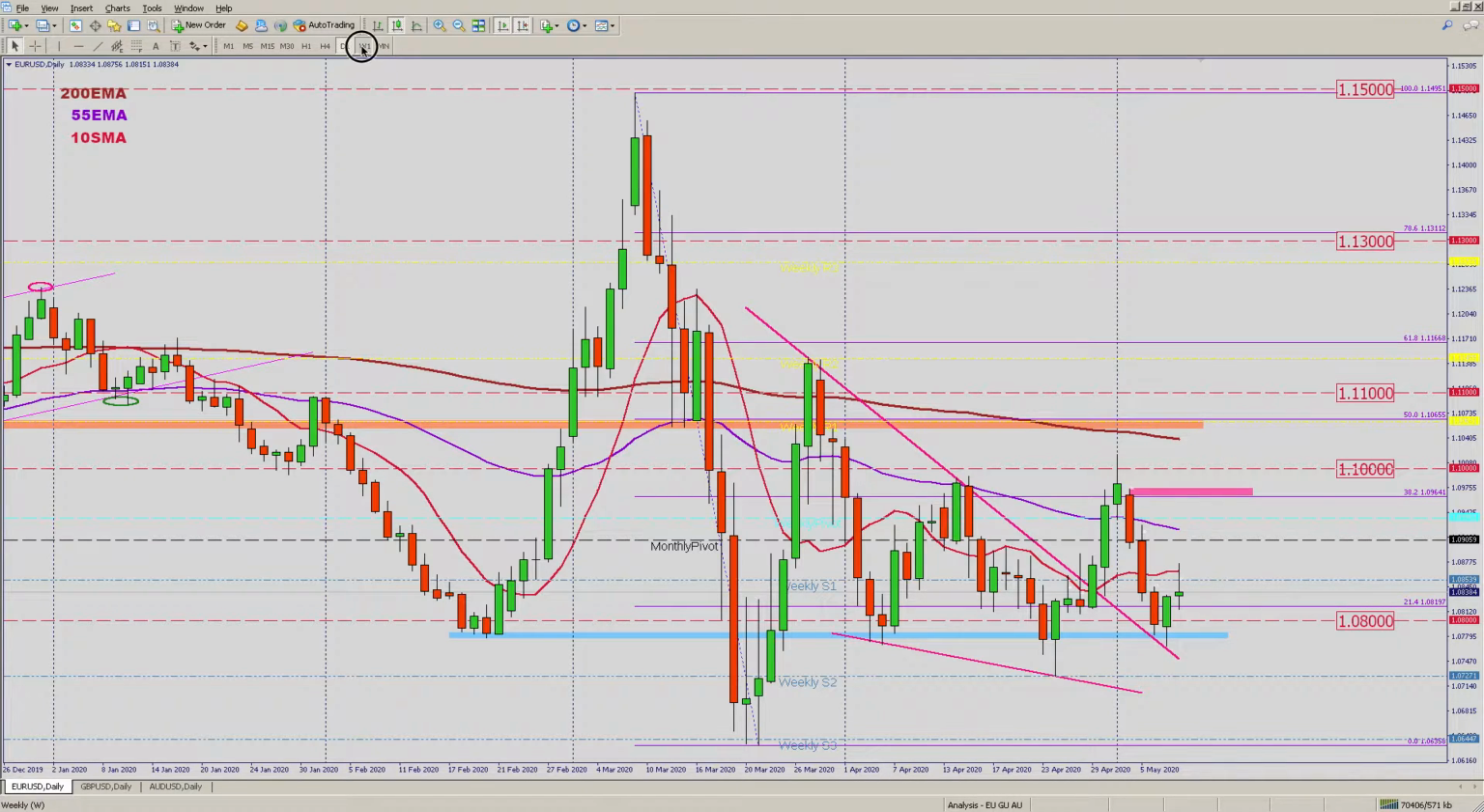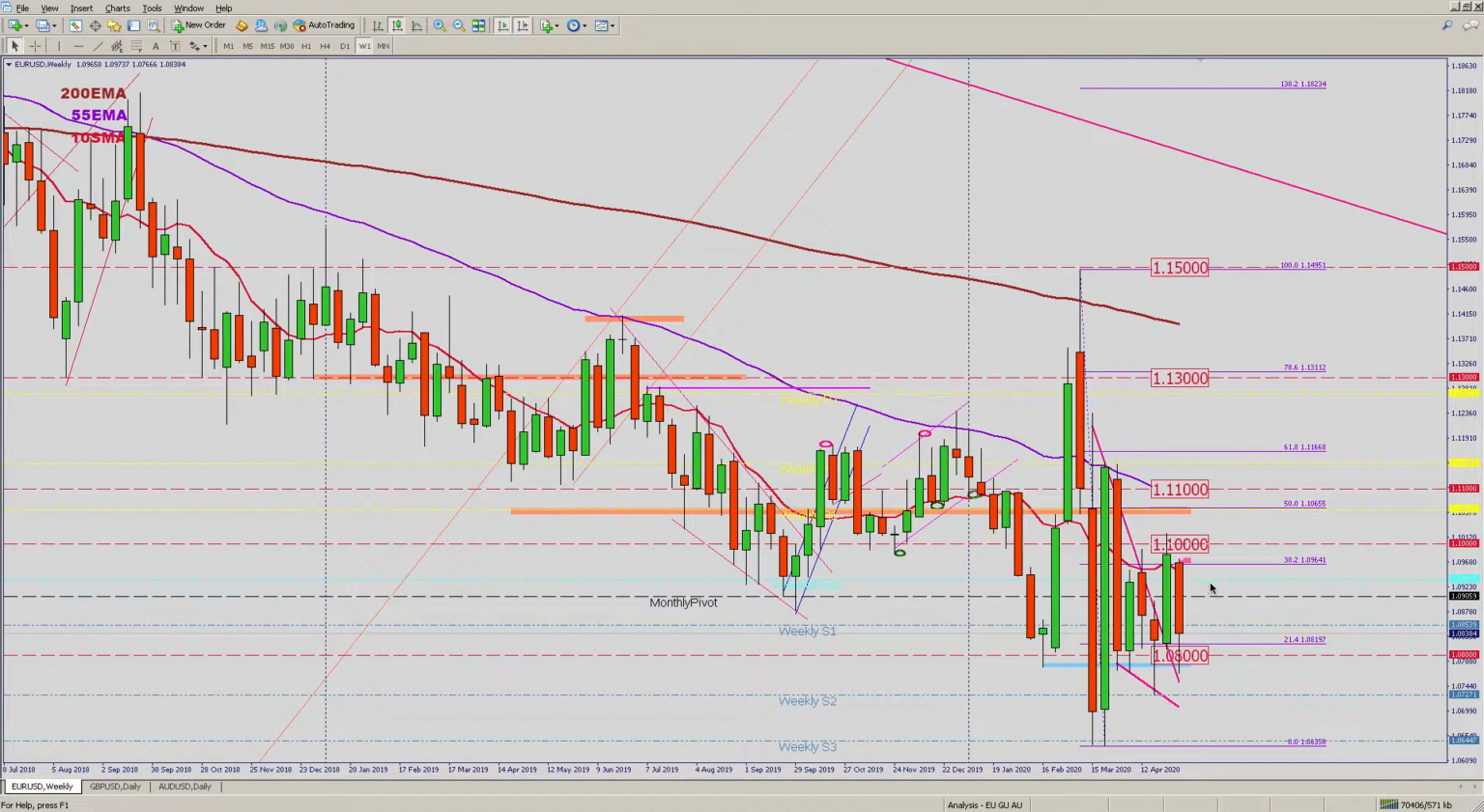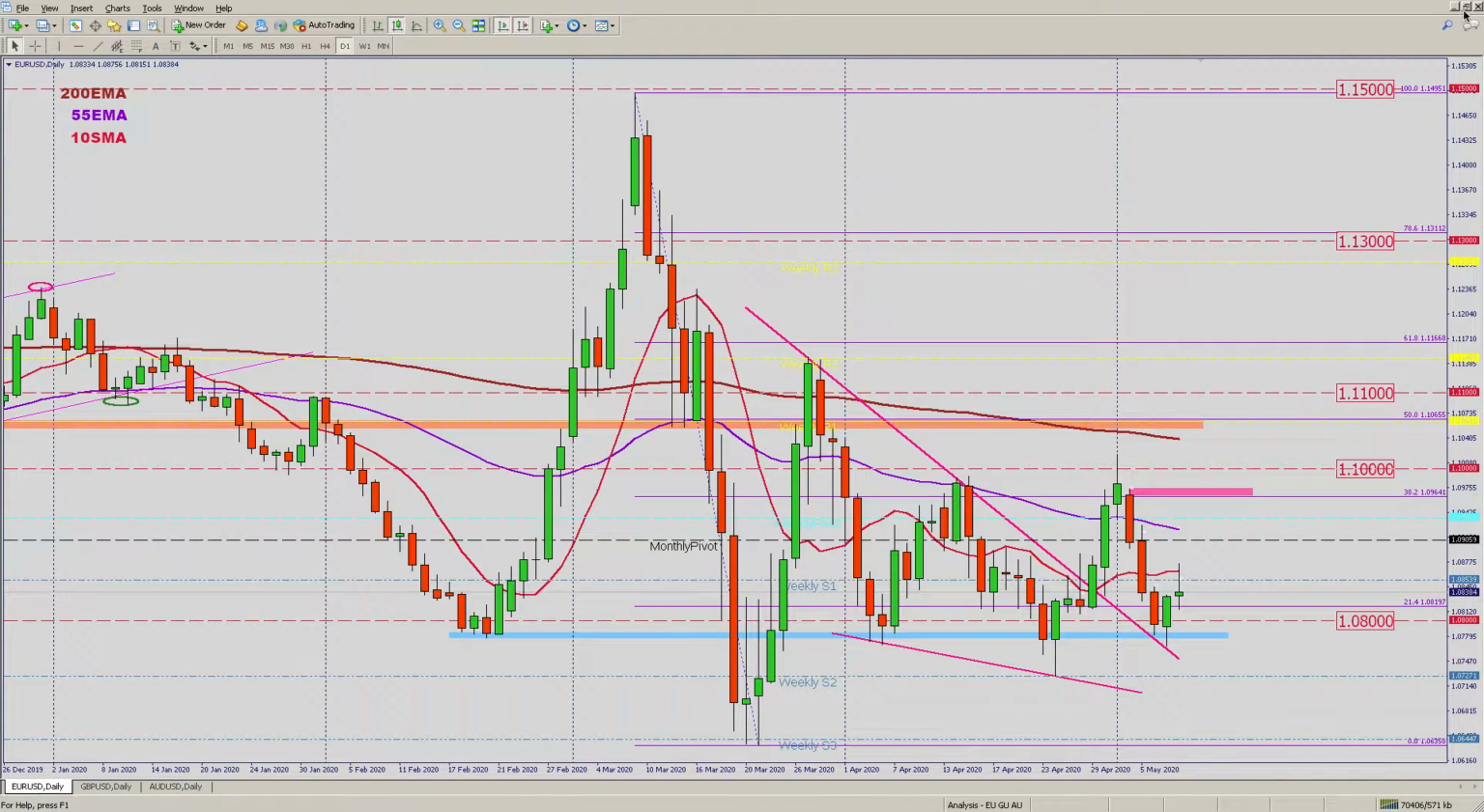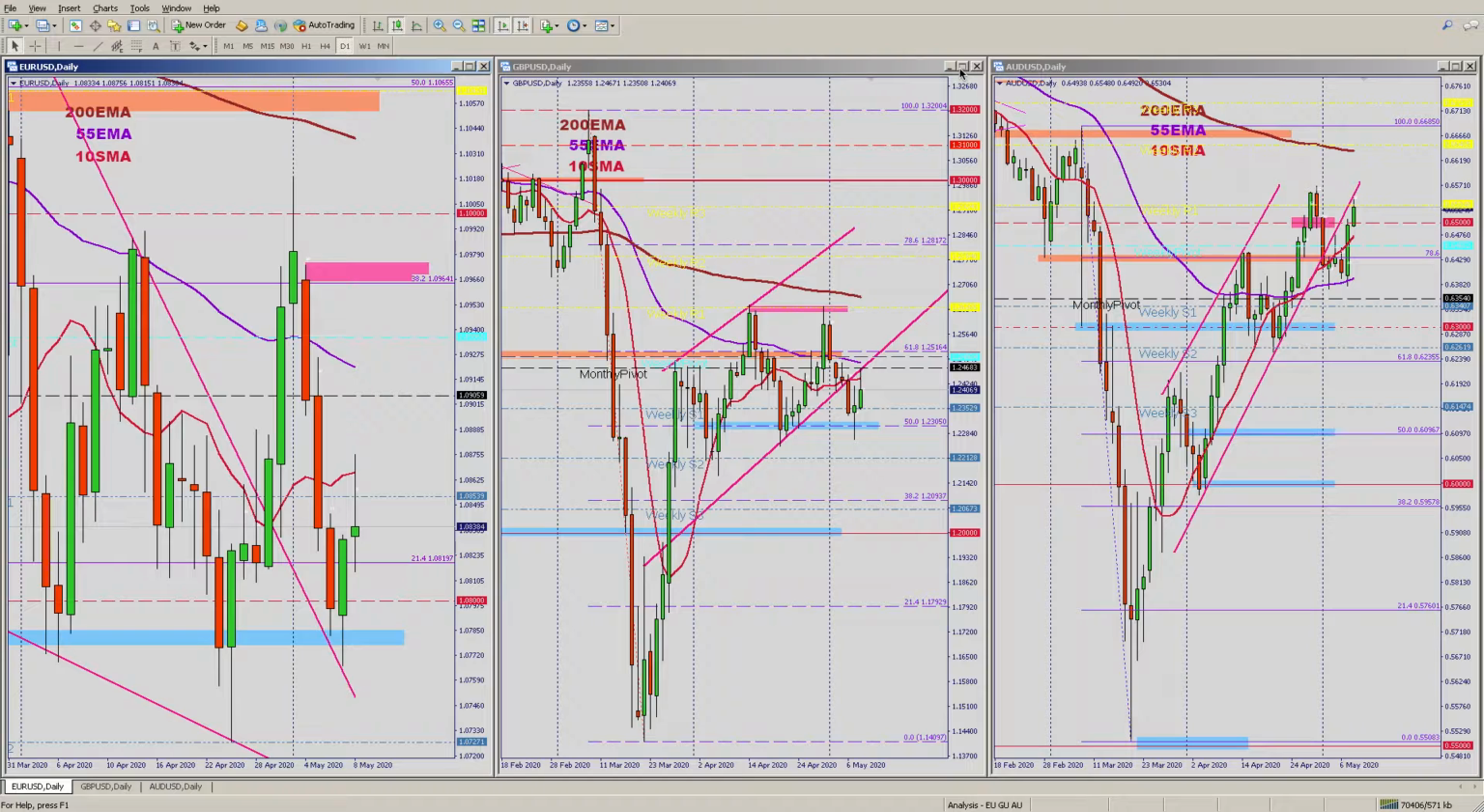Let's take a look at the weekly time frame, and you can see that it retraced the previous week's gain, and it's still consolidating in basically the range between the 108 and the 110. Alright, let's move on to the cable.